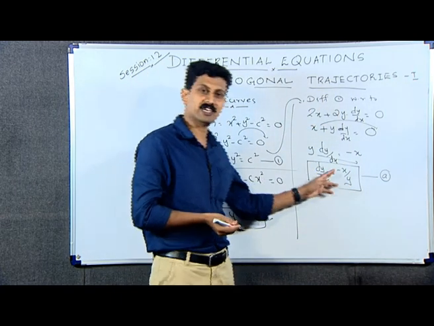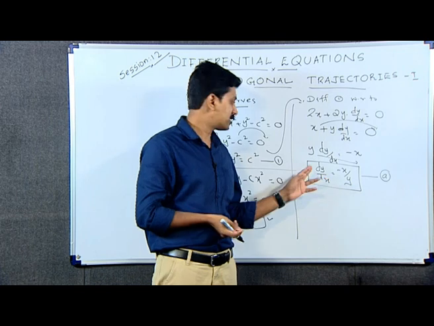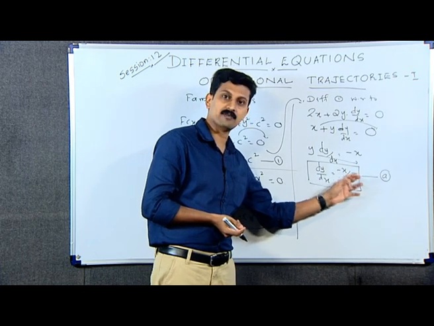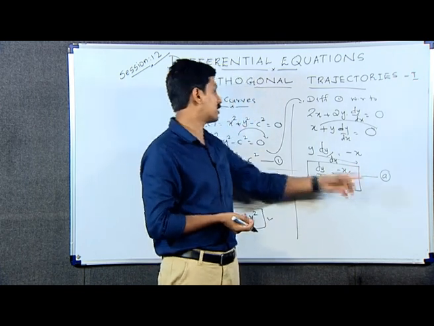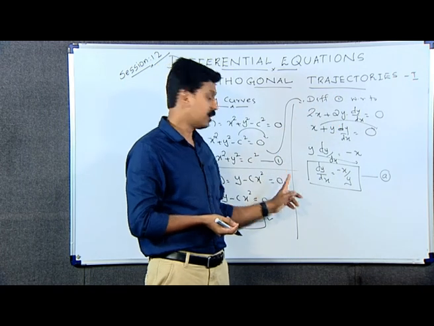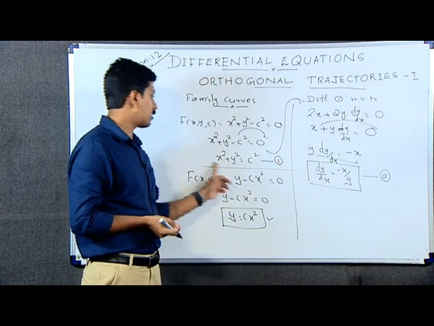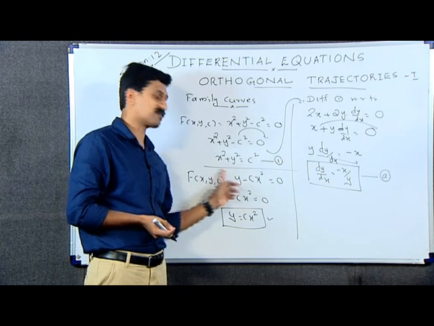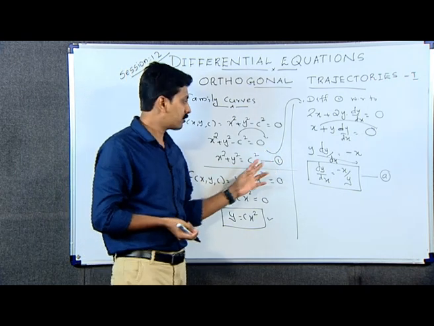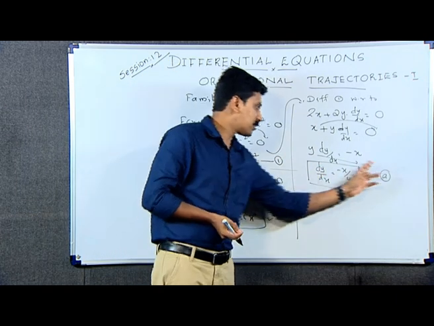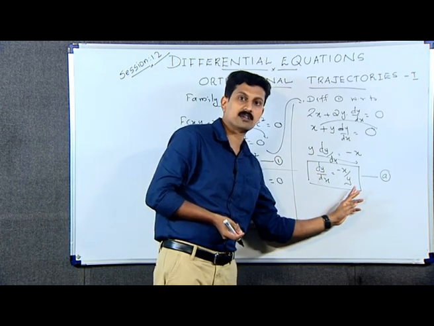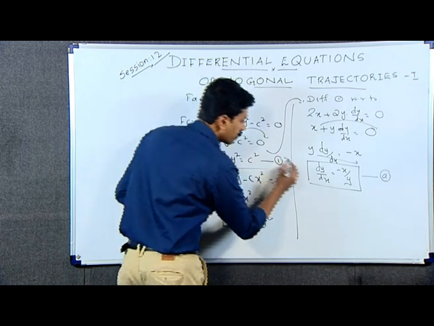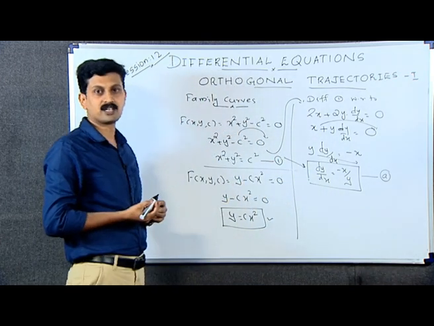This equation A is a differential equation. We generated this differential equation from equation 1. Equation 1 is the set of all, that is the family of all concentric circles. So, that means this equation A is a differential equation corresponding to the family of circles.